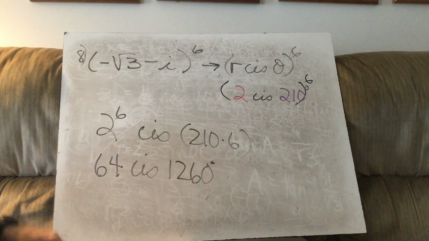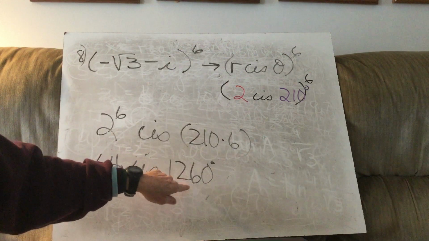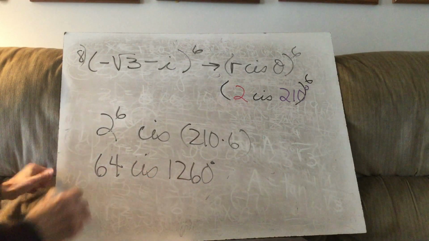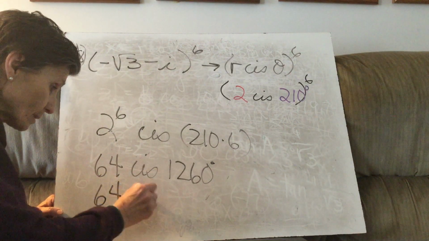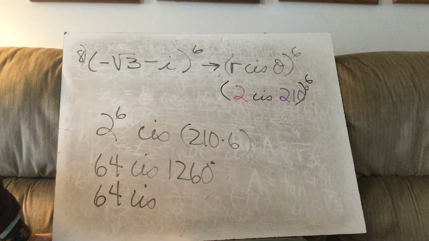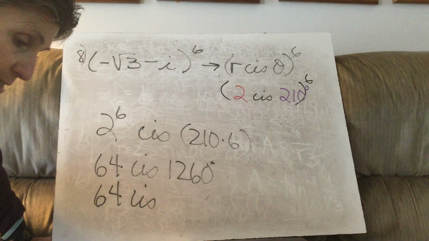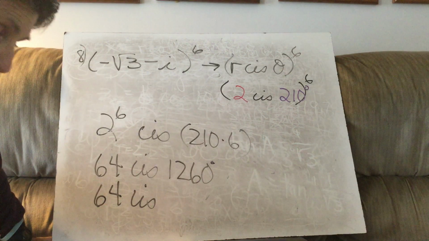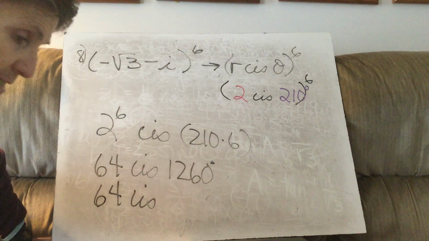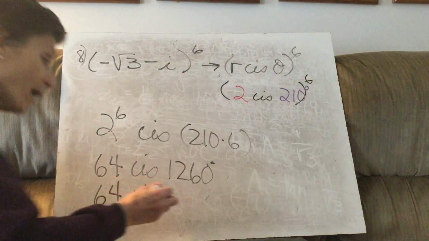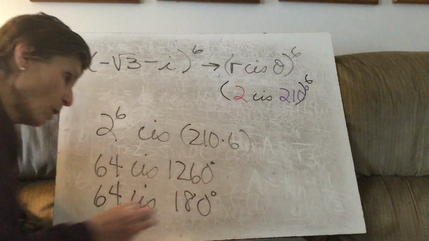Now, this would be our answer, except, were you paying attention a few minutes ago? That angle right there can't be bigger than 360. So it's too big. So I'm going to take 1260, and I'm going to subtract 360. Well, shoot, it's still too big. So I'm going to subtract another 360 and another 360. And finally, it got small enough.